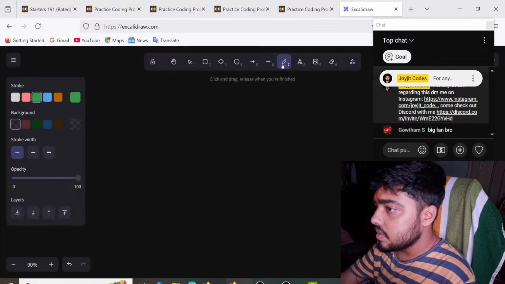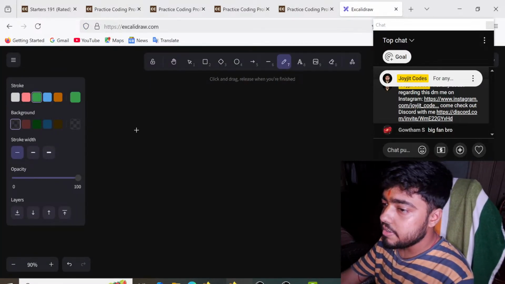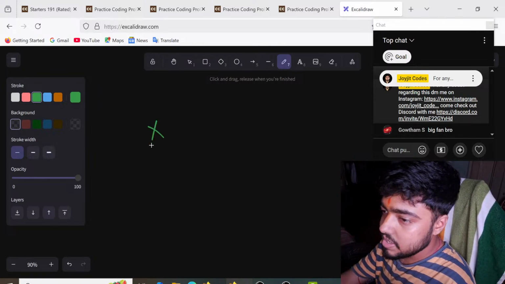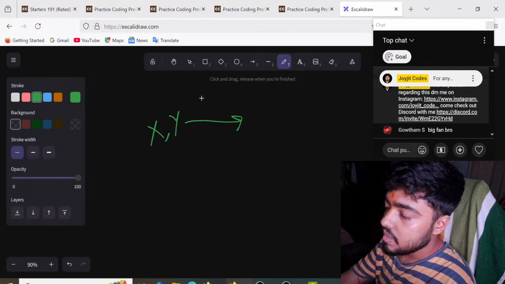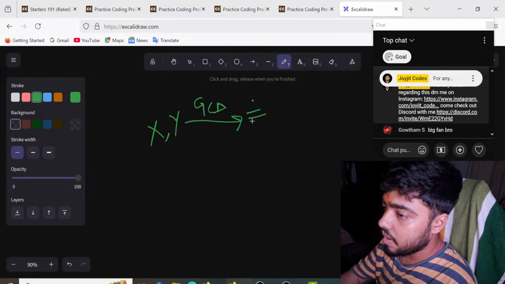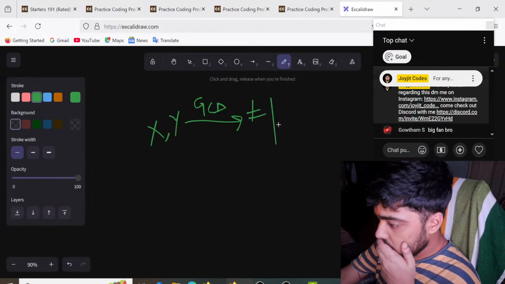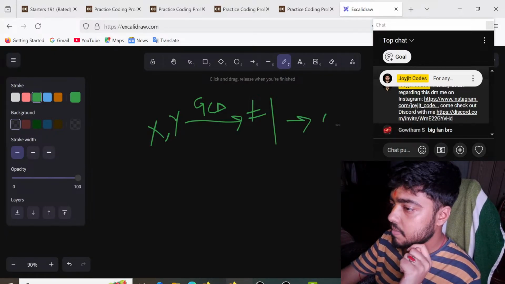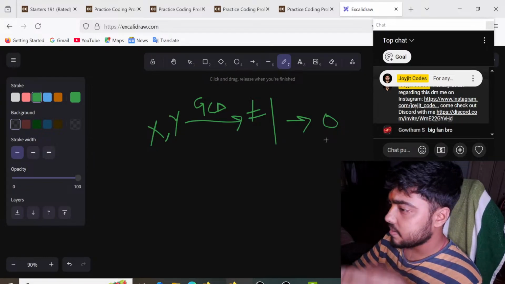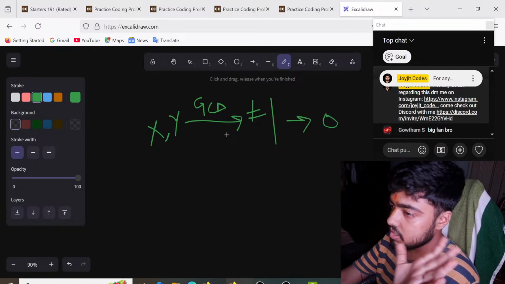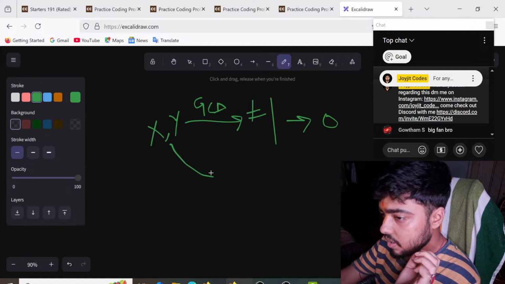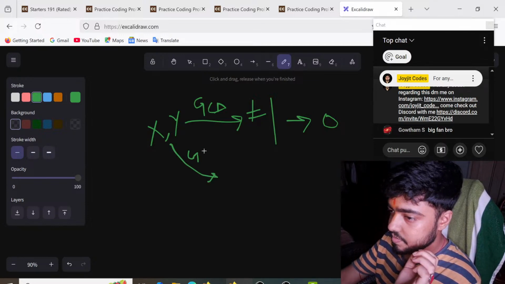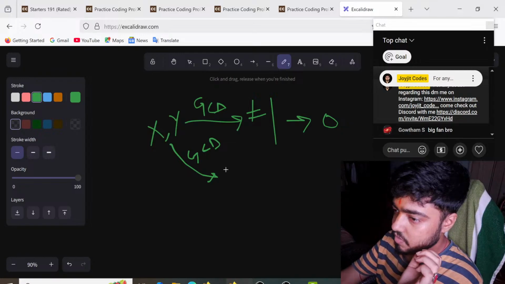So, I will divide this into 3 cases. The first case is that x and y, without doing anything, their GCD is not 1. So the answer will be 0, right? We don't have to do any operation. The second case is when their GCD is 1.